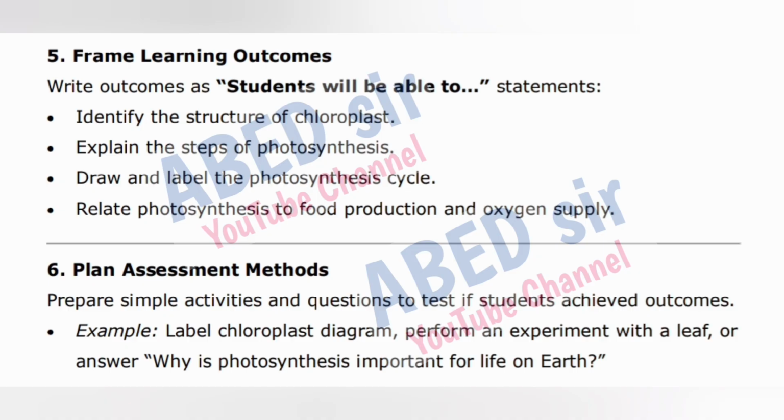6. Plan assessment methods. Prepare simple activities and questions to test if students achieved outcomes. Example: label chloroplast diagram, perform an experiment with a leaf, or answer why is photosynthesis important for life on Earth.